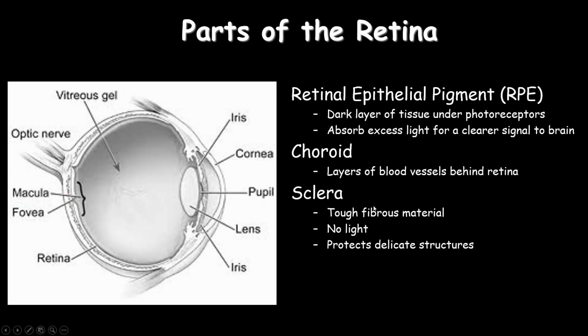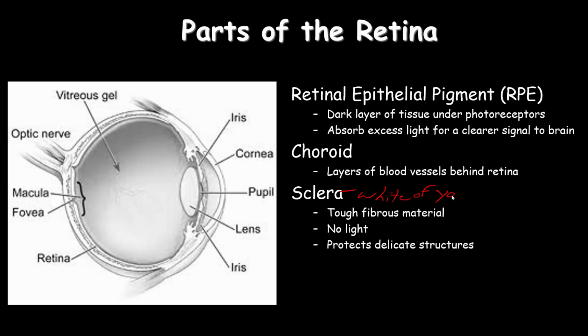Then we have some stuff that I want to talk about but will not be tested on, so just sit back, relax, and enjoy the show. Retinal epithelial pigment is a dark layer of tissue that's like the black area against the photoreceptors so that the photoreceptors can help absorb light that it doesn't need. Choroid, which are layers of blood vessels behind the retina, so that's like this little white part of it right here before you get to the photoreceptors. And then we have the sclera, which is a tough fibrous material. The sclera is the white of your eye.